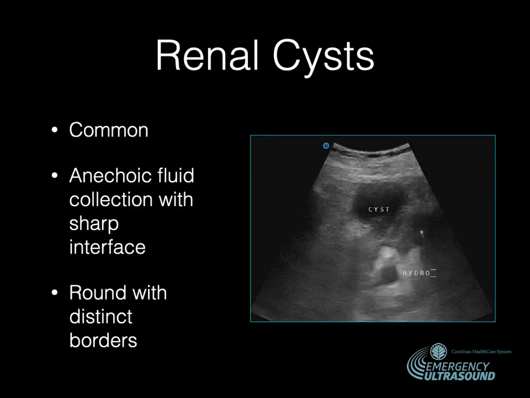Some other things that we look for with renal ultrasound are going to be renal cysts. So these are pretty common. They're an anechoic fluid collection with a sharp interface. And when I mean sharp interface, they're clearly delineated. They are round with very distinct borders. I have a better example coming up in just a second, but they're not sharp as in a square, but clearly delineated borders is what we're looking for. But a cyst is round, so it should be smooth-walled, smooth edges.